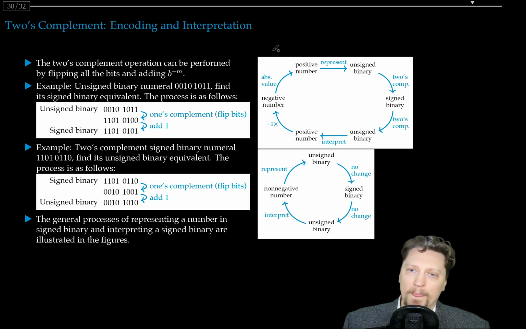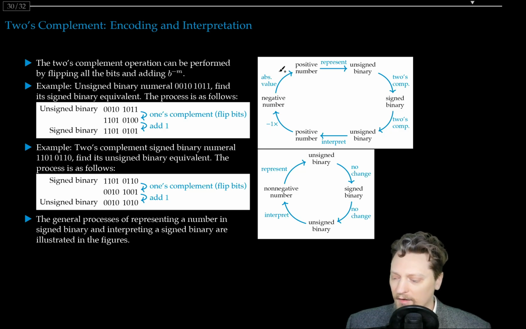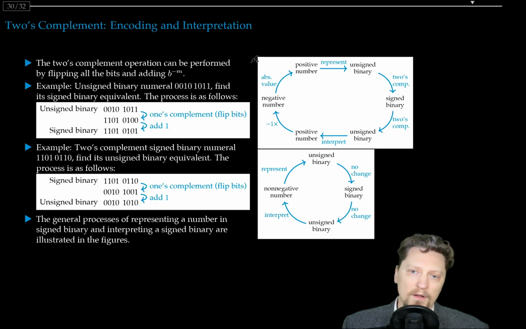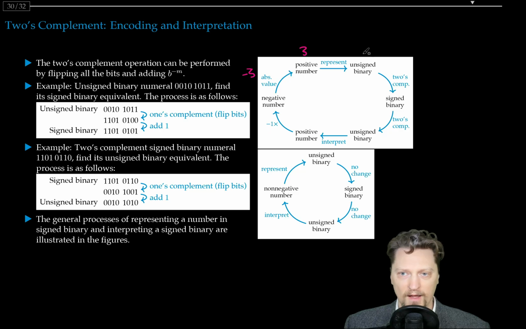Okay. The general process of representing a number in signed binary and interpreting a signed binary are illustrated in the figures. So this upper figure is for a negative number. If you want to represent a negative number in signed binary, we take its absolute value. So say it was negative 3. Take its absolute value, this would give us positive 3. We represent it as unsigned binary. So 3 is 0011 in unsigned binary. We take its 2's complement to get to signed binary, which is flip the bits and then add 1.